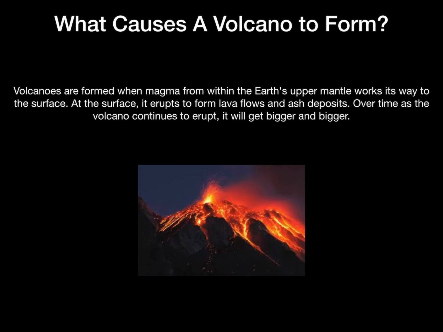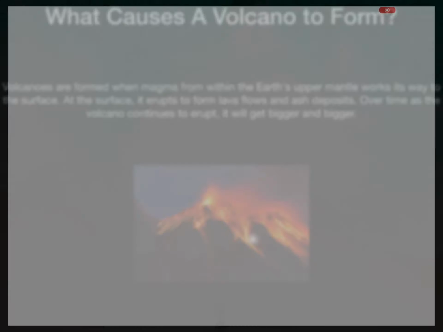So what causes a volcano to form? Volcanoes are formed when magma that's inside the Earth's upper mantle works its way to the surface. Once it reaches the surface, it erupts to form lava and ash deposits. Over time, as the volcano continues to erupt, it will get bigger and bigger. So imagine this volcanic lava and ash is coming up out of the volcano. It spews up and then it lands on the sides of the volcano. Once it cools, it obviously has left more rock and more landform. And as that happens over and over again, the volcano gets bigger.